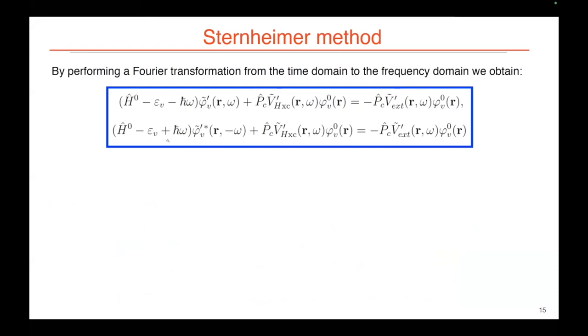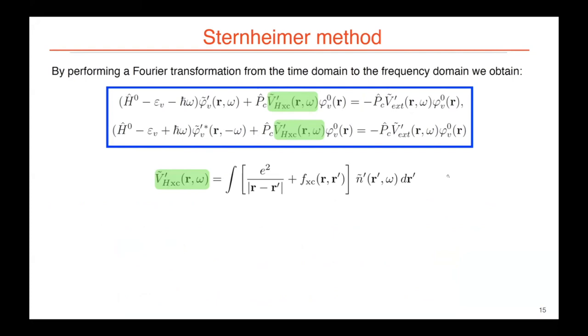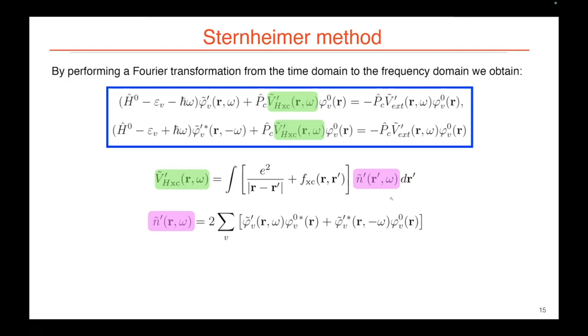We can also recognize here the objects that we saw in the first lecture, quite similar, but also there are some differences. In particular, the green objects are the Hartree exchange-correlation response potential, that has this form: the integral of the Coulomb potential plus exchange-correlation kernel times the response density. The object in magenta is the response charge density, which in the linearized form is defined as the sum of two components, phi prime of omega phi naught star plus phi prime complex conjugated of minus omega phi naught. These equations can all be derived simply using perturbation theory to first order and then Fourier transforming them.